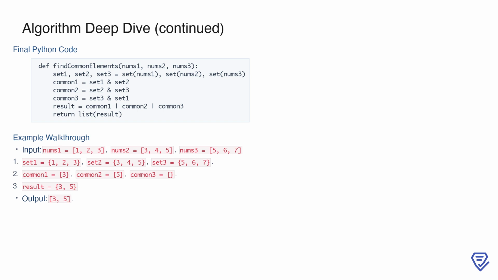For example, given the input nums1 = [1, 2, 3], nums2 = [3, 4, 5], and nums3 = [5, 6, 7], the sets are set1 = {1, 2, 3}, set2 = {3, 4, 5}, and set3 = {5, 6, 7}. The intersections are common1 = {3}, common2 = {5}, and common3 = an empty set. The union of these gives {3, 5}, which is returned as the list [3, 5]. This solution is robust, handles edge cases effectively, and operates efficiently within the constraints of the problem.